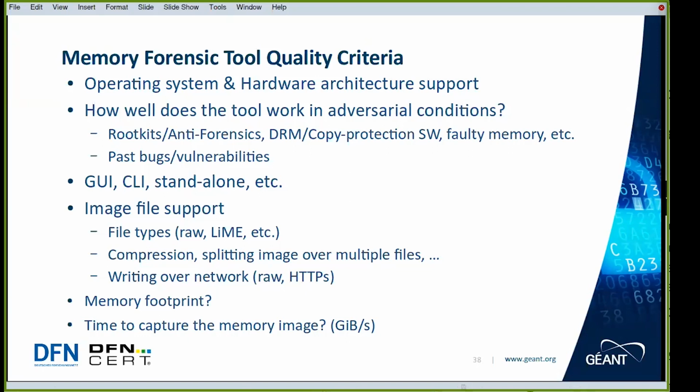Operating system and hardware architecture support are one thing you will consider, especially if you're having systems running on ARM or PowerPC or whatever else you have in CPU architectures. Have a look at how well the tool works in adversarial conditions, like rootkits or some anti-forensics presence. This would come to mind first, but also, especially on Windows and Mac, there might be some DRM or copy protection software which doesn't like memory being copied. And of course, there may be faulty memory banks which may throw our tool off balance. You may also have a look into past bugs and vulnerabilities.